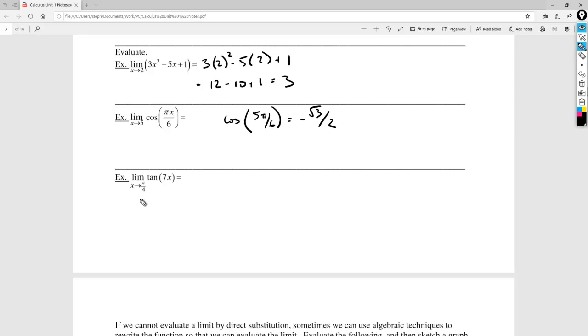Next, I have the limit as x approaches pi over 4 of tangent of 7x. So real quick, I'd like you to give this a shot, just like we've done with the last two examples. So pause the video, give this a shot, then unpause, see if you got what I got. Alright, so you should have gotten negative 1. Cool, let's move on.